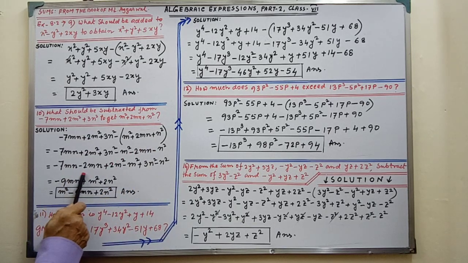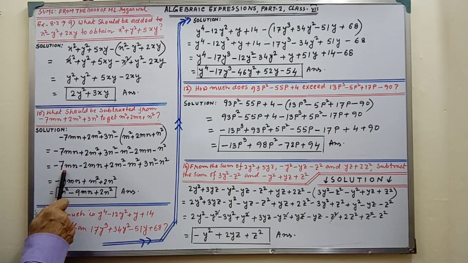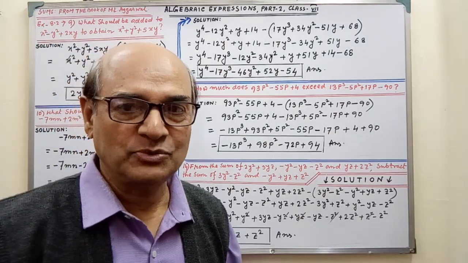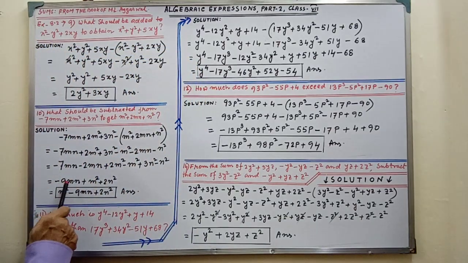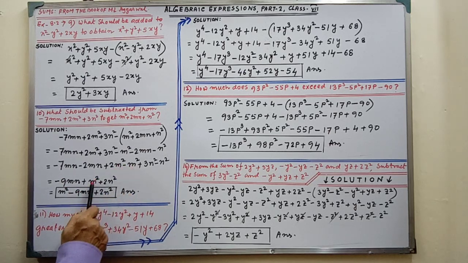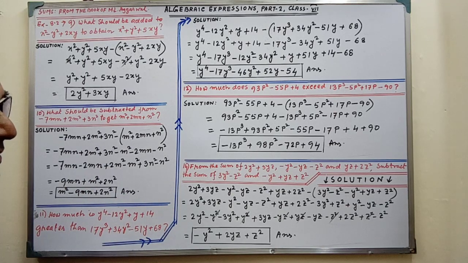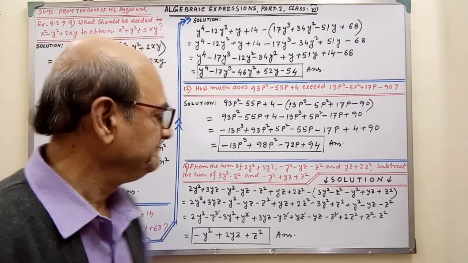After that, like terms we have to take together. After taking, we have to simplify. Minus 7mn and minus 2mn, both are minus. We have to add and put the minus sign. So it will be minus 9mn. 2m square minus m square, that is m square. 3n square minus n square, that is 2n square. Minus is coming first, so by arranging we may write m square minus 9mn plus 2n square. Sum is completed here. This is arrangement. If you do, that will be better.